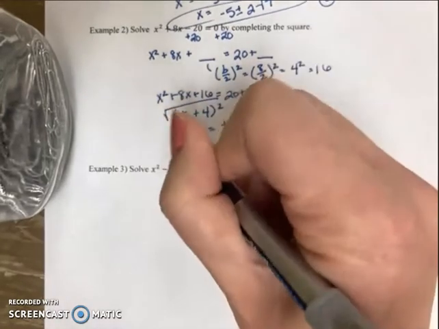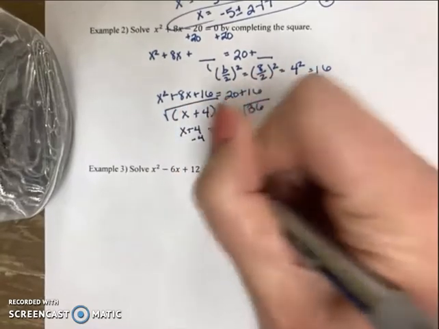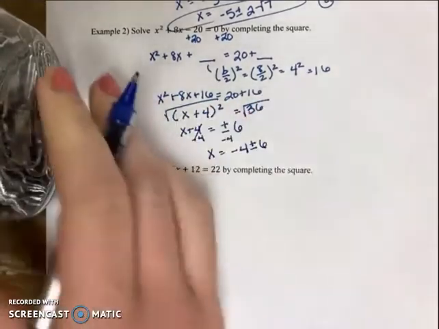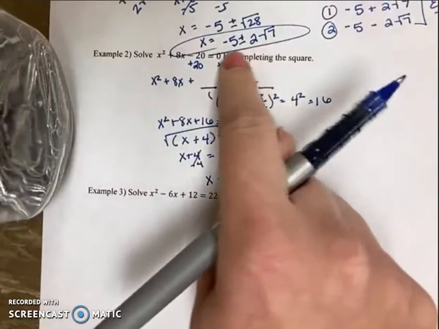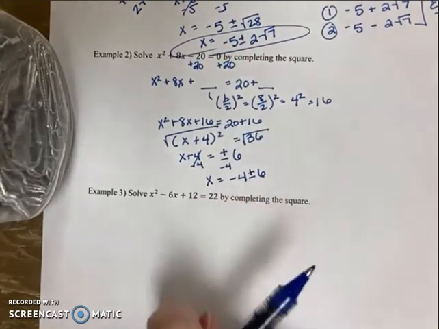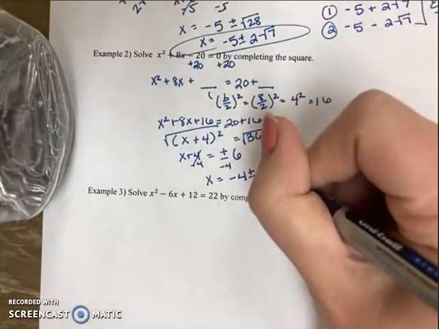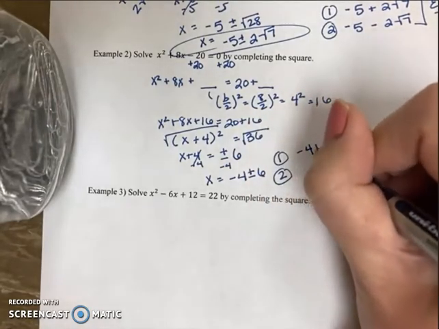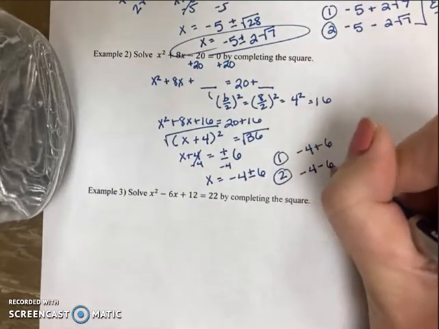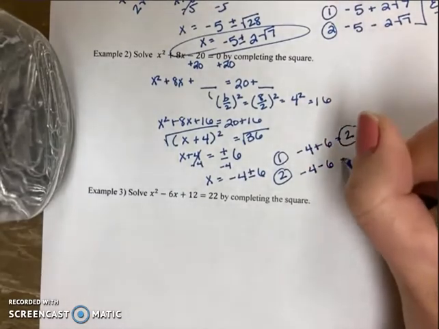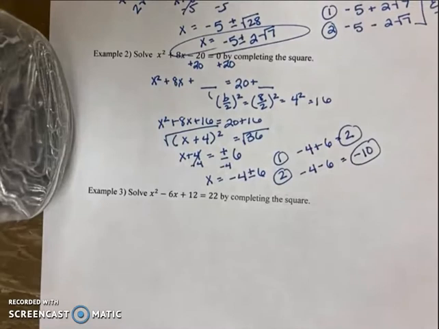X still isn't by itself. I need to subtract 4 from each side. So I have x equals negative 4 plus or minus 6. Now, before, in number 1, I couldn't combine these because this one had a radical and this one was a whole number. Here, I have 2 whole numbers, so I can find what my 2 different solutions are. The first solution would be negative 4 plus 6, and the second would be negative 4 minus 6. Well, negative 4 plus 6 is a positive 2. Negative 4 minus 6 is a negative 10. So my two solutions are 2 and negative 10.